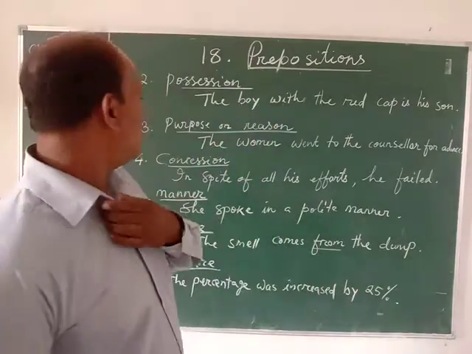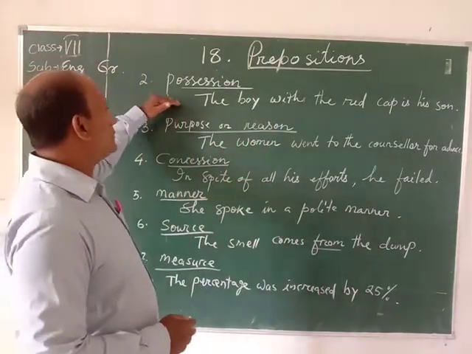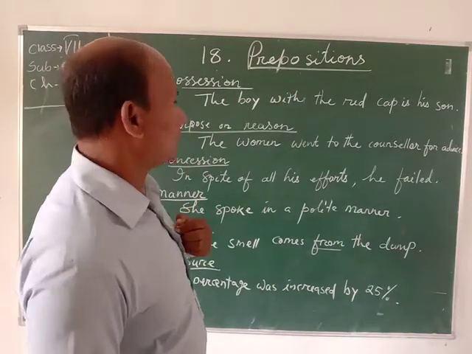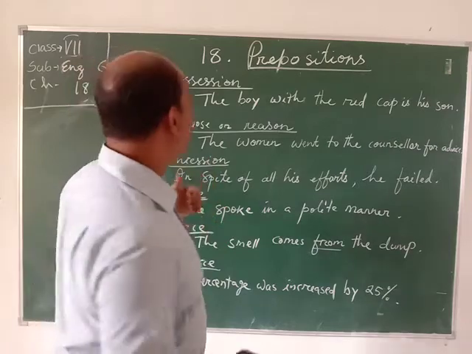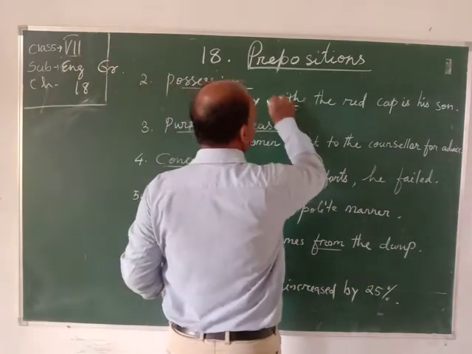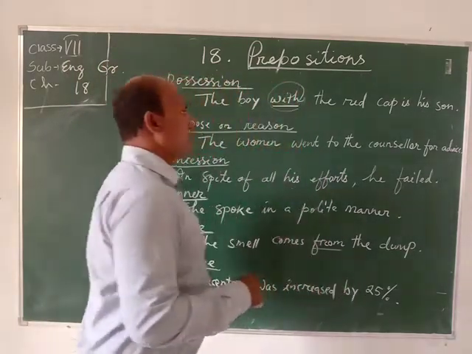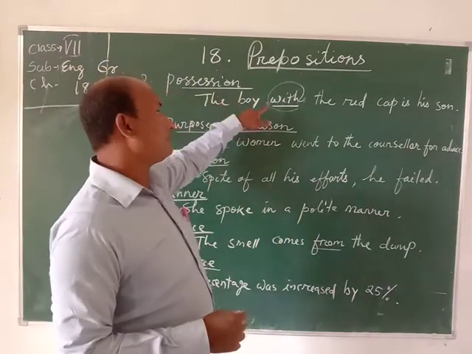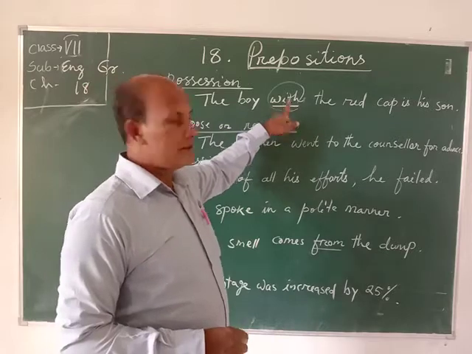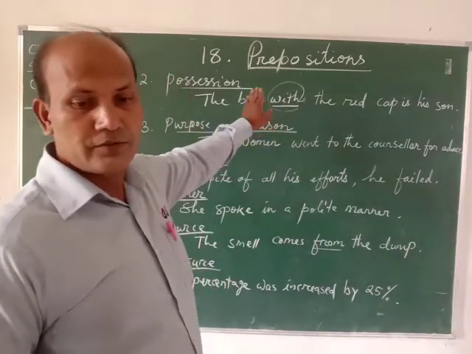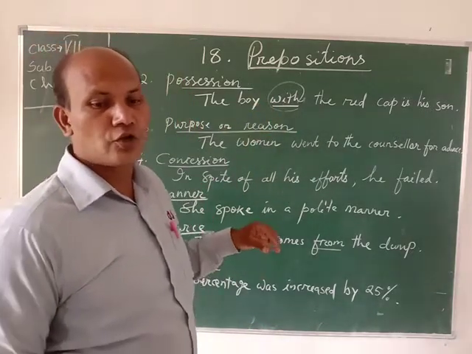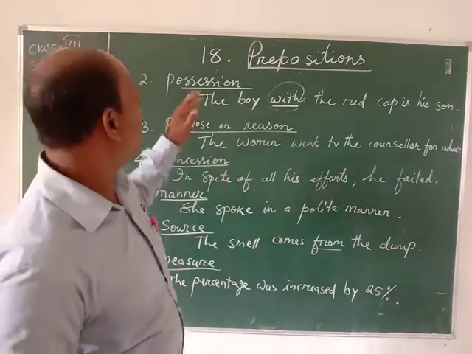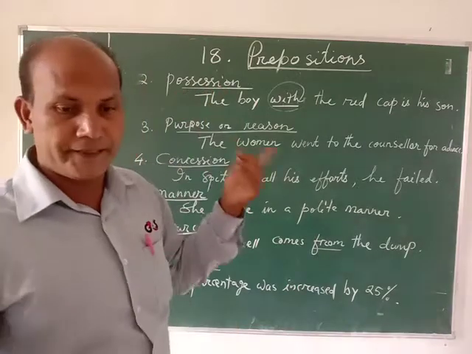So students, next point: position. This preposition is used in relation to position. Just like, the boy with the red cap is his son. The boy who is wearing the red cap is his son. It shows the position. Another example: this is the house of the user. So this shows position, if something belongs to someone.